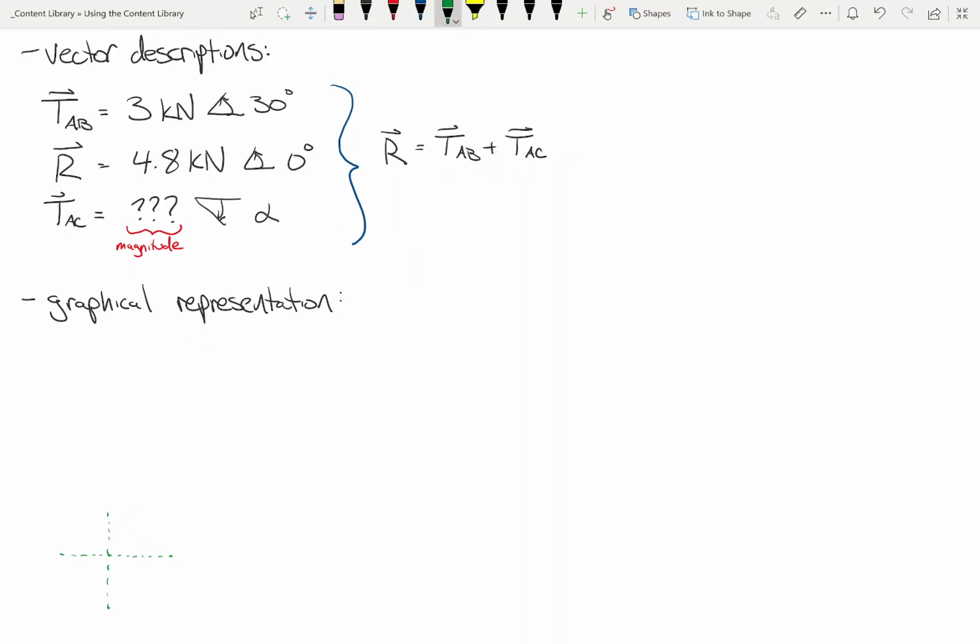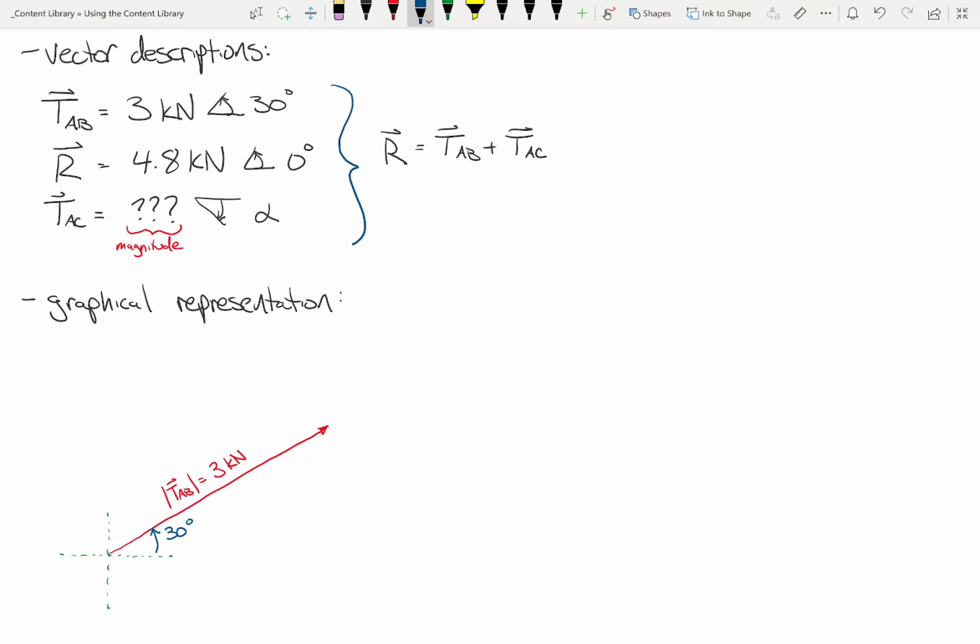So let's start out here. I'll put a little coordinate system down here for the very beginning, and let's start off with vector AB. I'm going to draw it something like that. We'll say that the magnitude is 3 kilonewtons, and that this subtended angle is 30 degrees. Everybody okay with that?